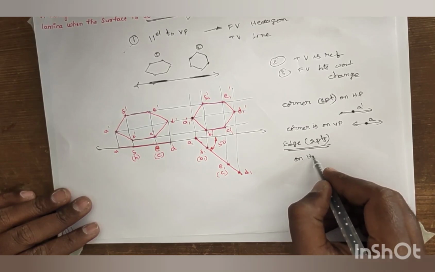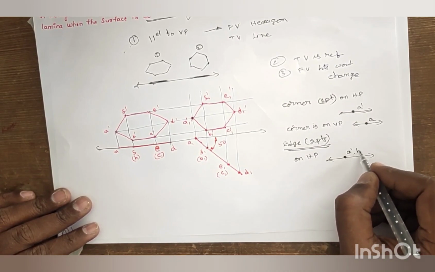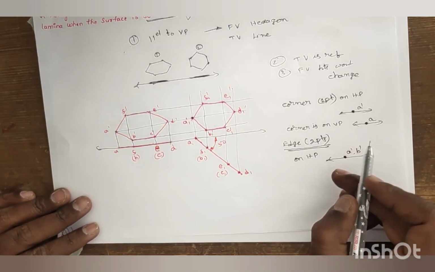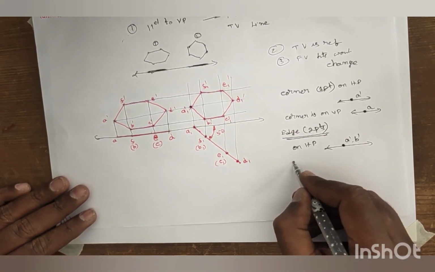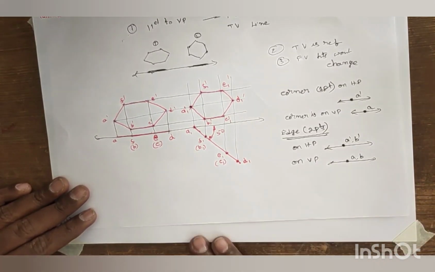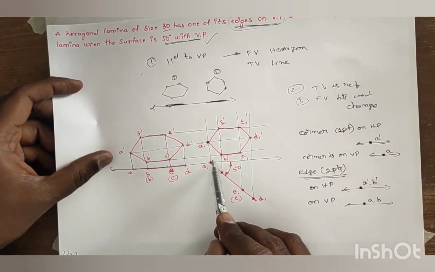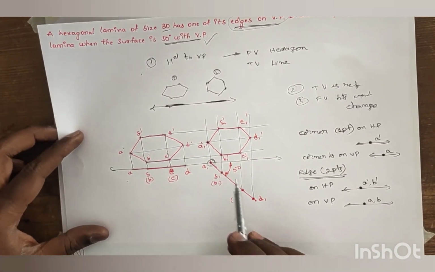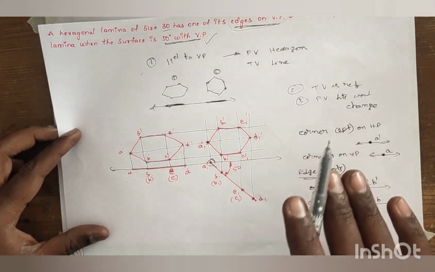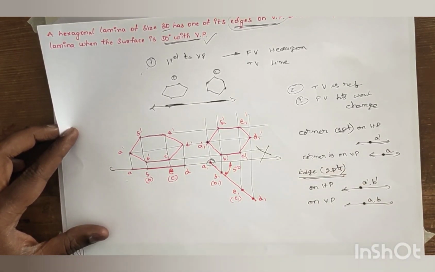If edge is on HP is given in the problem, then what is the meaning of it? 2 front view points should be on the XY line. If edge is on VP is given, 2 top view points should be on the XY line. Is it clear? Yes. Sir, if you observe, edge is given on VP in the problem. But here, in the final diagram, I have only 1 point. Then what happened to this question? The surface is 50 degrees to VP, but the edge is not on VP, the corner is on VP. So this answer is wrong.